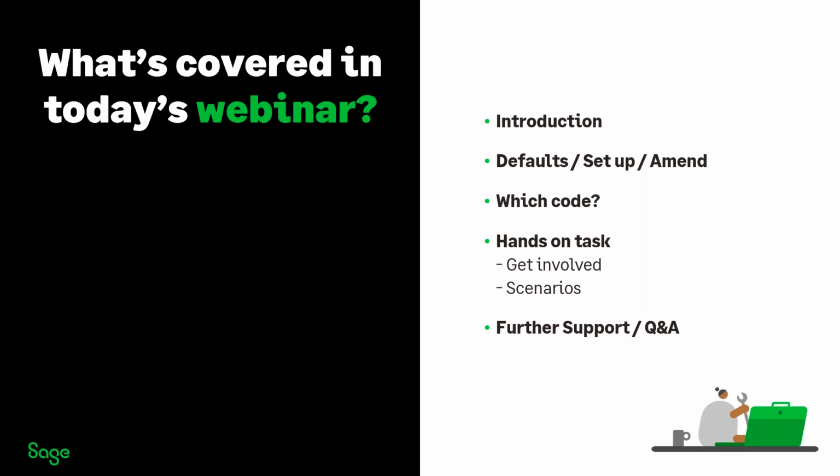We are going to struggle to answer anything like that today. We're going to show you the resources that you've got available so you can check online. We'll cover some of the common tax codes as well. But those questions that we're bound to still get, what tax code should I use for this? Please use the resources. So we're going to start with a brief introduction to the tax codes. We'll look at the defaults, the setup. What do you do if you need to amend a tax code? We'll look at which code.